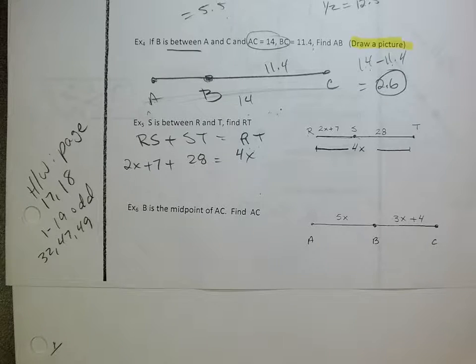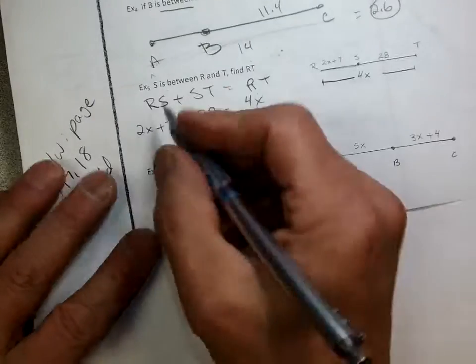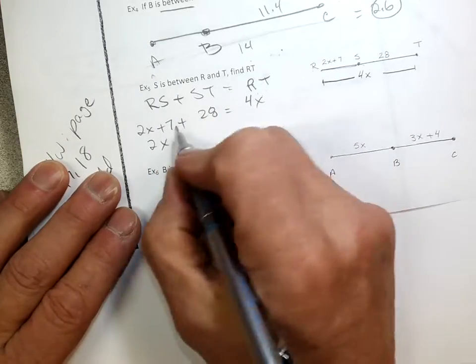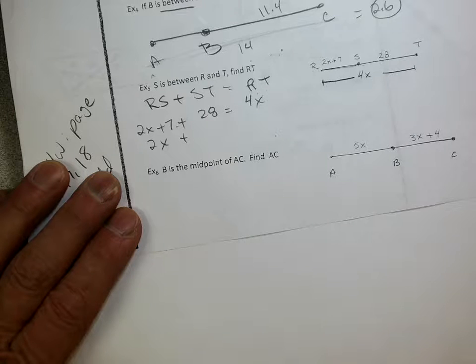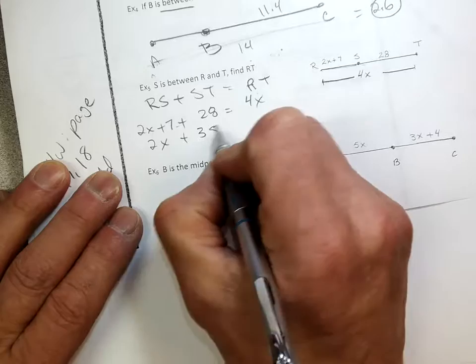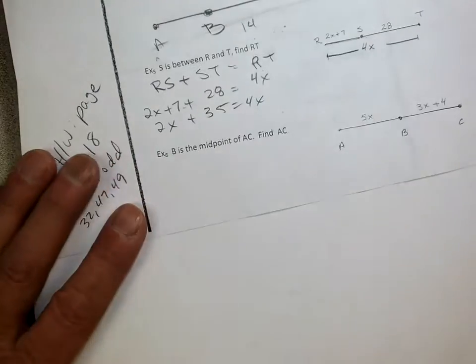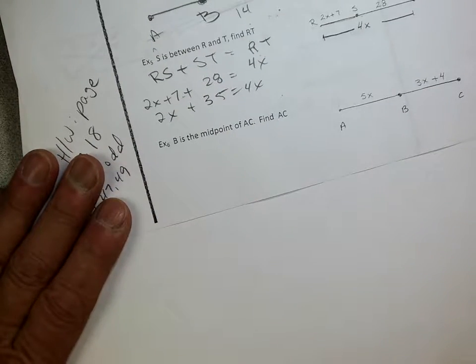Katie, go ahead. We're going to add 7 and 28. I like that. What's 28 plus 7, hopefully? 35. Okay, now what? Doing great, Katie. Keep going.